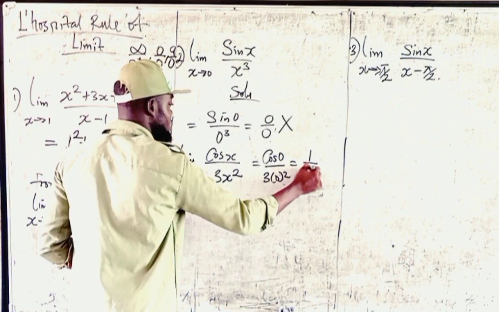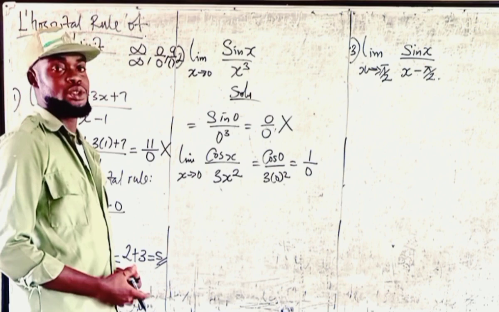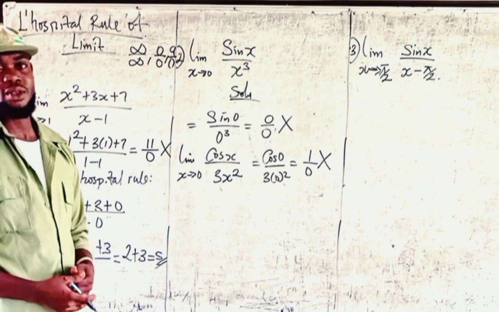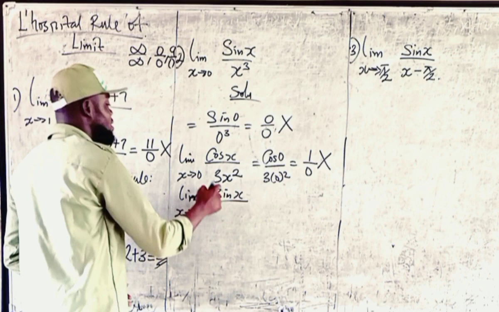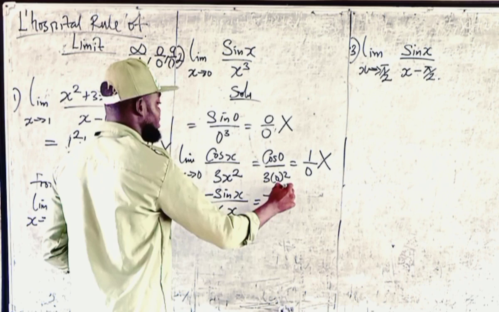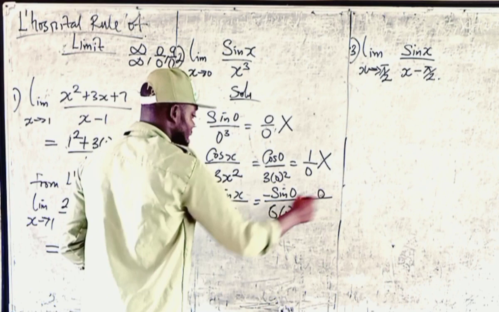The denominator is still 0, and if the denominator is 0, the solution is not valid yet. So the next thing is to repeat the L'Hôpital's method again for this solution. We have the limit as x approaches 0. Differentiating cos x, we have minus sine x. Differentiating 3x squared, we have 6x. Now that gives us minus sine 0 all over 6 times 0. Minus sine 0 is 0, and 6 times 0 is also 0.